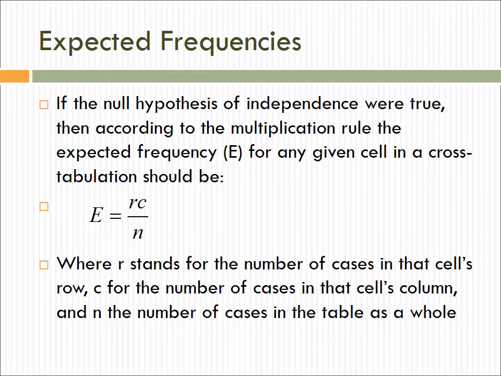The null hypothesis again has no relationship between the independent and dependent variable. So if the hypothesis of independence were supported, then, according to the multiplication rule, the expected frequency, which is E, for any given cell in a cross-tabulation should be E equals row times column divided by N, and this equation will appear on the final exam. R stands for the number of cases in that cell's row, C for the number of cases in that cell's column, and N is the number of cases in the table as a whole.